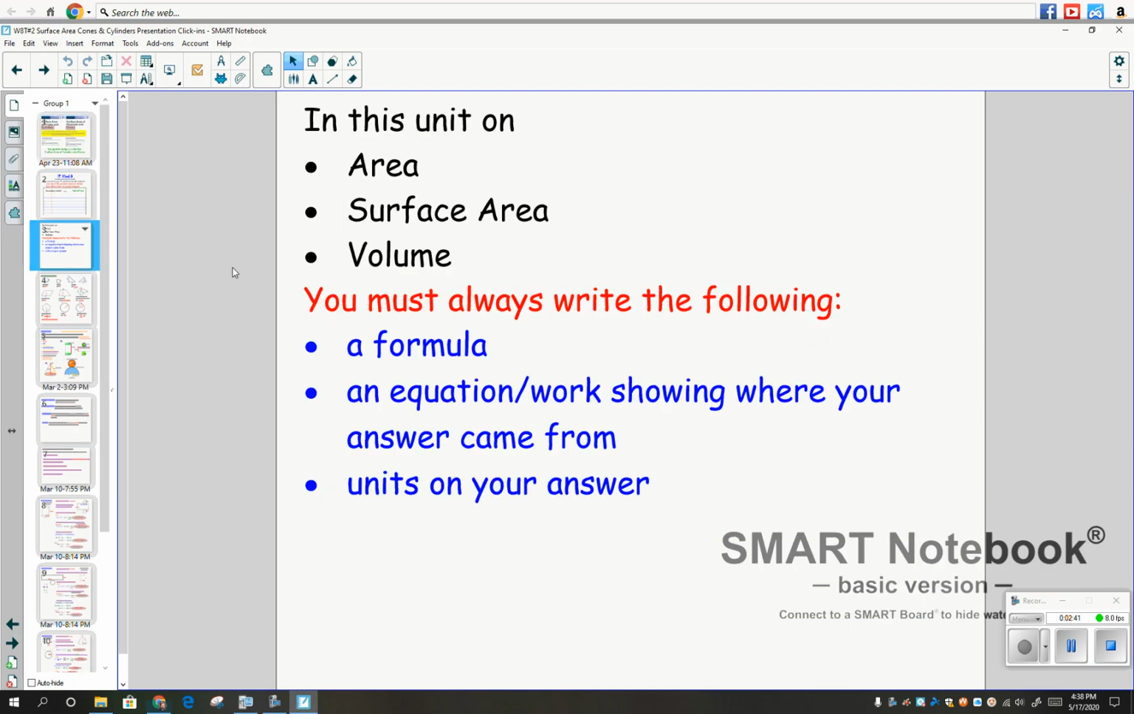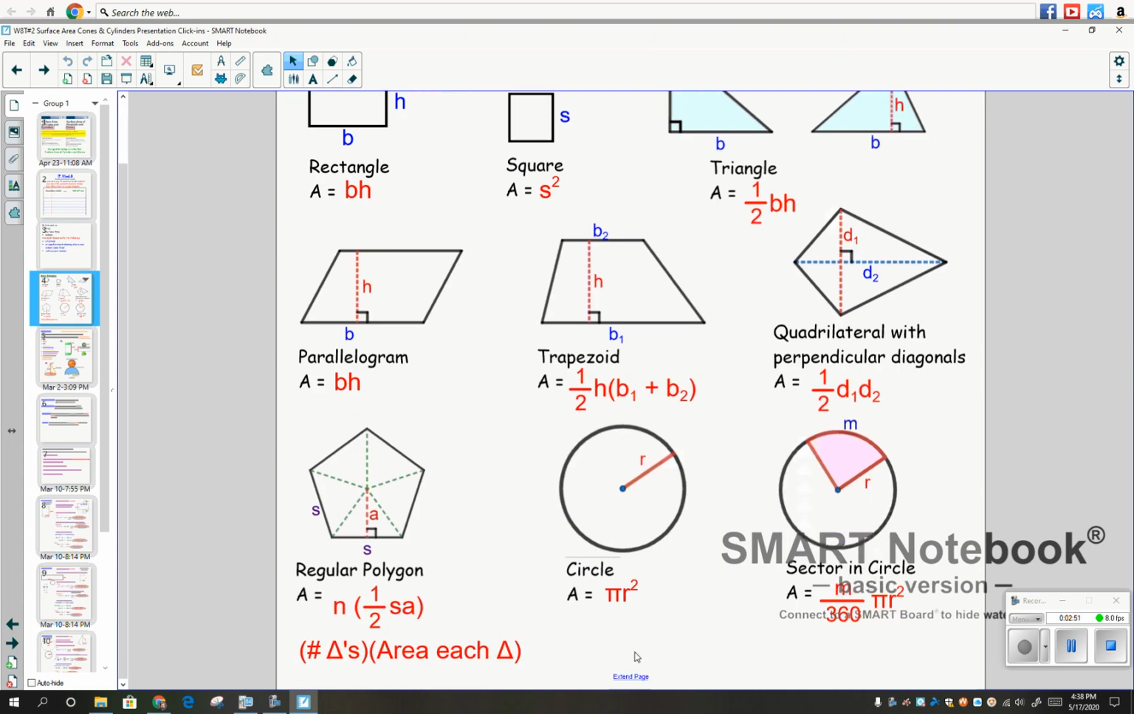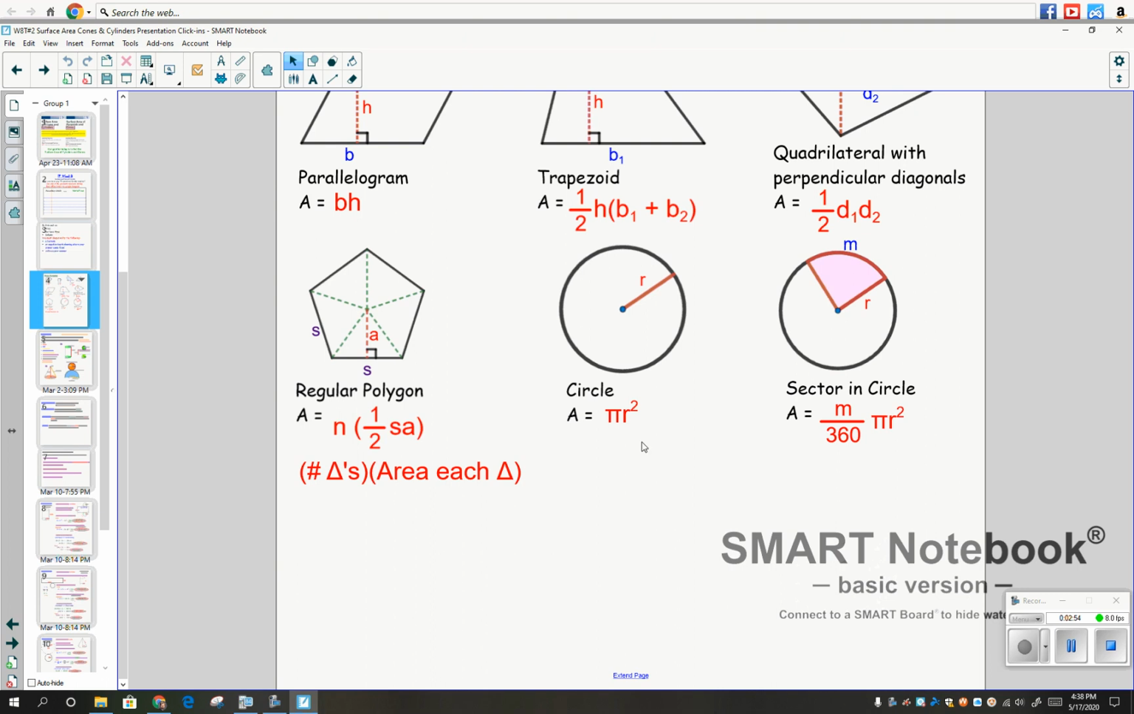Remember, as we do this, you should always be writing the formula, an equation showing our work, and then we need to include units. Here again is our formulas worksheet. The two biggest ones we're going to look at today are the area of a circle, which is pi r squared, and the area of a sector of a circle, where it's a fraction of the circle. So we're multiplying pi r squared by m over 360, where m is the measure of the arc or the measure of the central angle here, because we're taking a fraction of the entire circle.